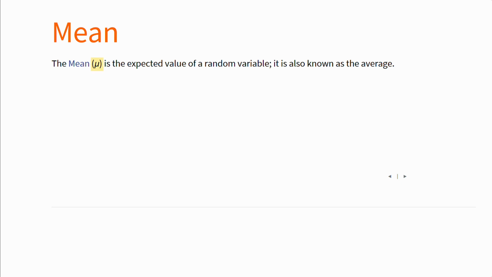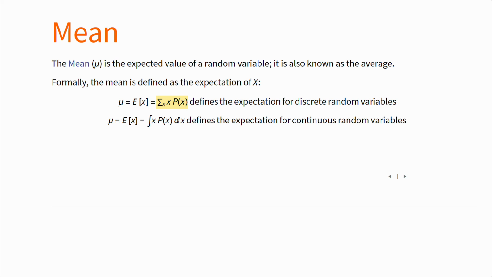This Greek letter, called mu, is a standard variable for mean. Formally, the mean is the expectation of x: the sum of x times the probability for the discrete case, and the integral of x times the probability for the continuous case.